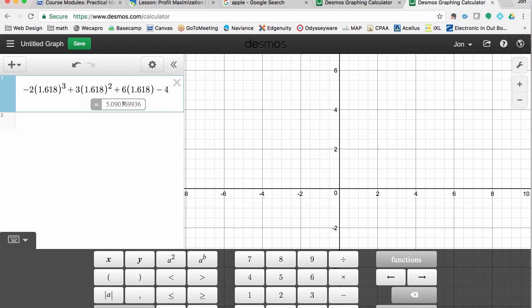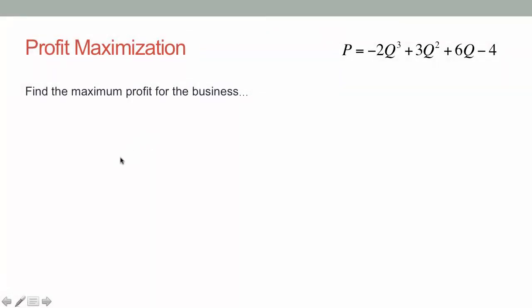That's my profit right there. That's my maximum amount of profit. So if I produce 1.618, or 1,618 items, I'm going to get a maximum profit of 5.090, or $5,090. Nice stuff, right? Again, using our Desmos calculator, using math to help us figure out the best possible way to go.